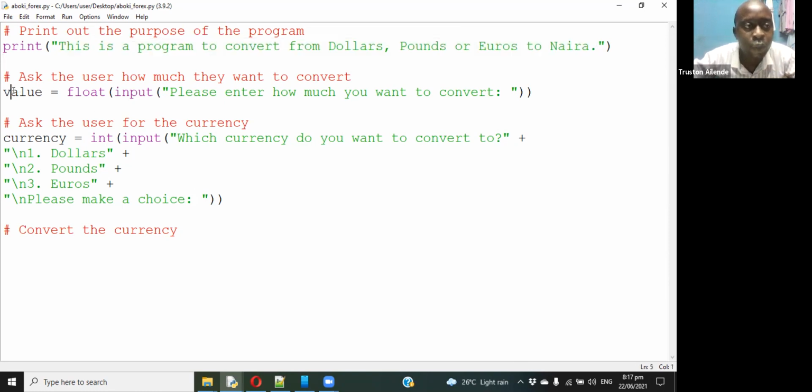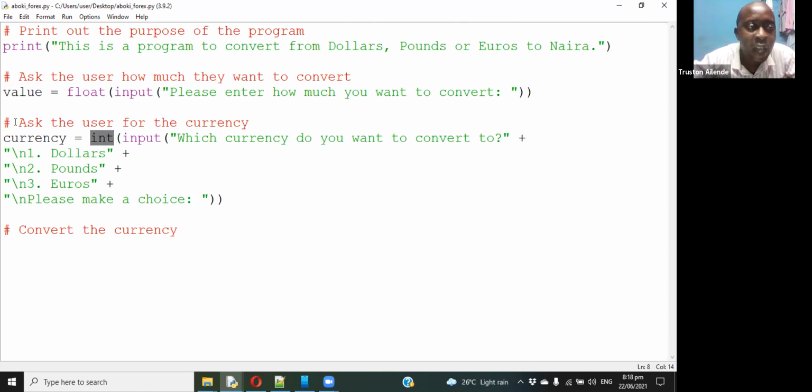Now, the first thing we want to do is ask the user how much they want to convert. So we say value is equals to float. We use float instead of int because with float, we are interested in decimals, while with int, we're interested in whole numbers. So we say, please enter how much you want to convert. If we use int, and we enter a decimal where we require an int, we will crash the program.